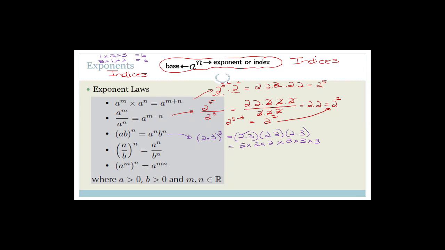We're writing out these three twos and these three threes. So do you agree this bit here could be written as 2 cubed, because there are three of them, multiplied by 3 cubed, because there are three of them, which is exactly the same as saying 2 cubed times 3 cubed? So there you go, I've just proven that if you've got (AB) to the power of N, then you must apply that N to everything inside the brackets. And there's the proof.